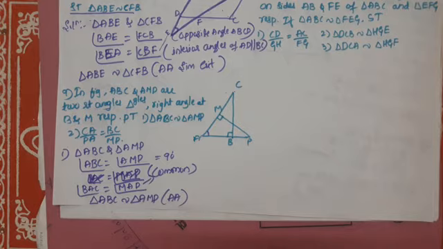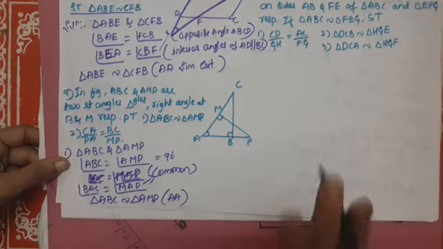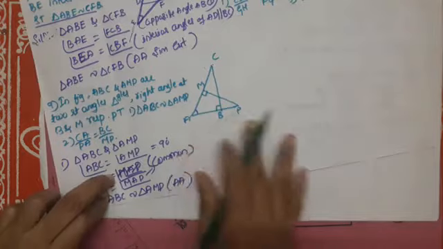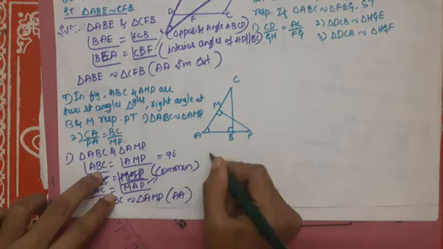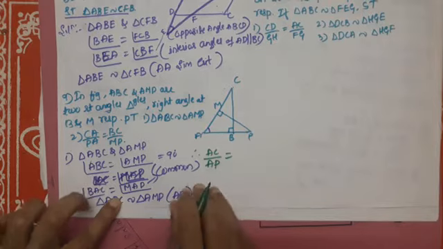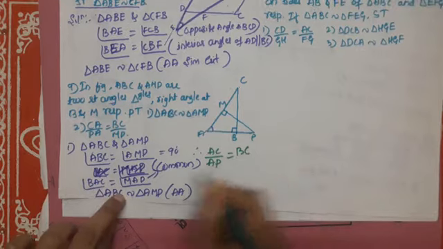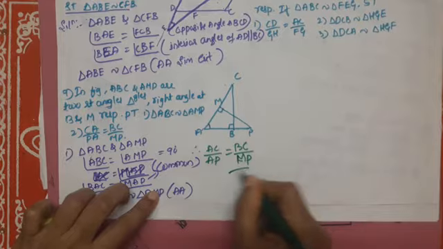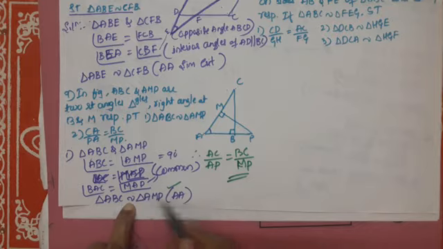So if these are similar, the sides are in the same ratio. We can write AC divided by AP equals BC divided by MP. So this is the second proof. This is the first proof, where the similarity has been proved, and this is the second proof.